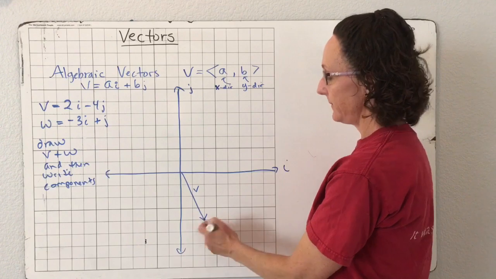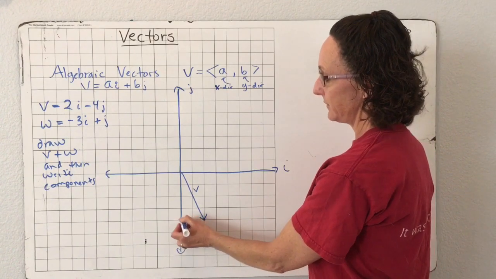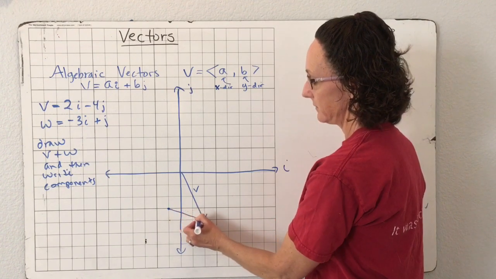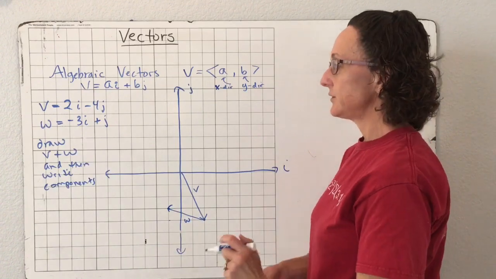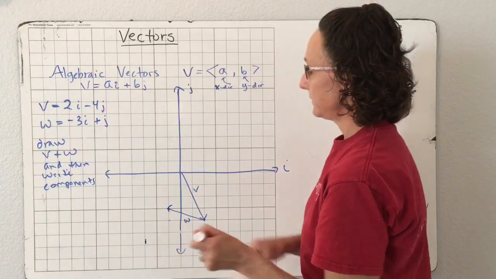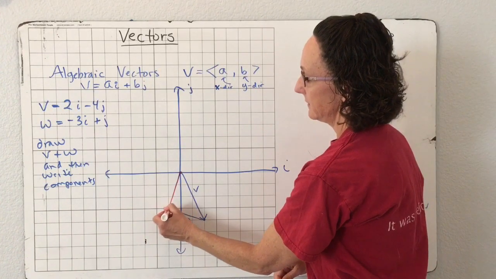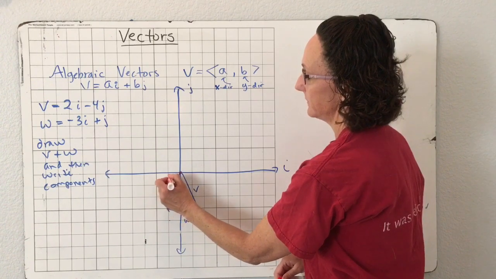Okay, so from here, you pretend like this is your new origin. You go 3 in the negative i direction, 1 in the j direction. So that's w. And then it says draw v plus w. Remember, v plus w is the result. So I started here and I ended here. So this would be v plus w, which we call the result.